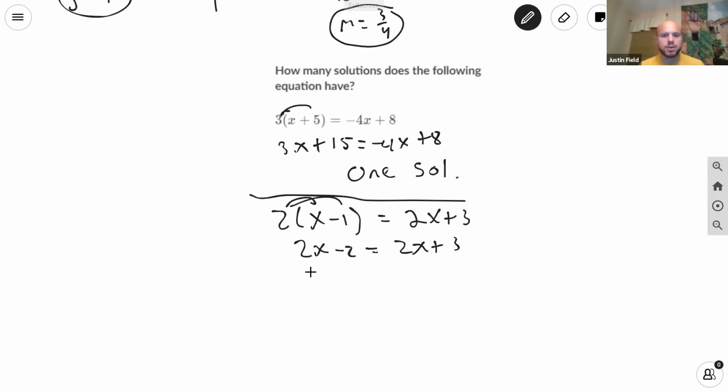So when I take my next step, getting the variable on the left side, what happens? Everything cancels. And that's not good. So what that means is either, number one, there's no solution, or there are infinite solutions. So the way you know is if you get something that's not true, that means, like here, no solution.